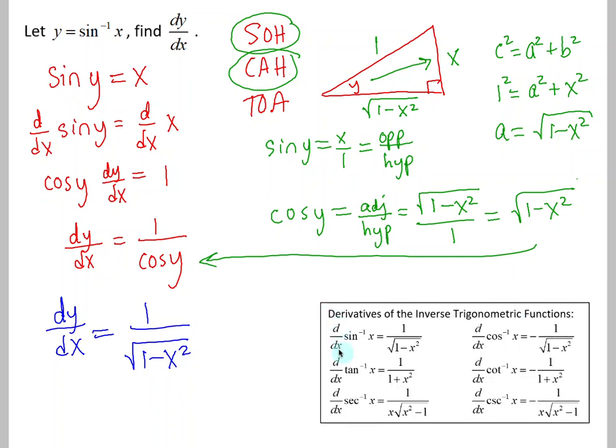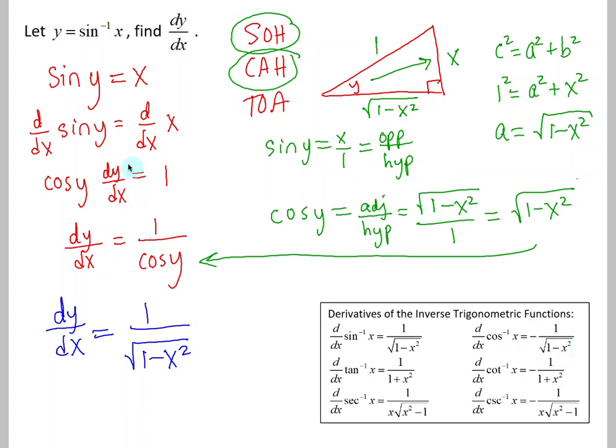Our derivative with respect to x of inverse sine of x equals 1 over the square root of 1 minus x squared. Our derivative with respect to x of cosine inverse of x is negative of 1 over square root of 1 minus x squared.